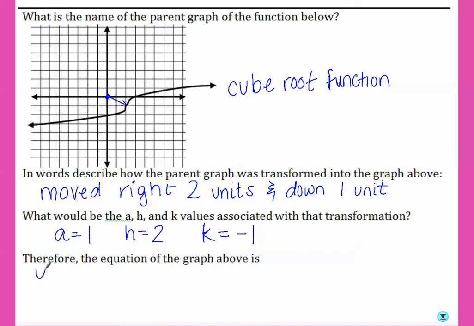So typically our cube root function looks like this: y equals a times the cube root of x minus h, plus k. Now we just have to plug in our A, H, and K values. So y equals 1 times the cube root of x minus 2, plus negative 1. Now typically we don't see the 1 out front, and we wouldn't write plus a negative.